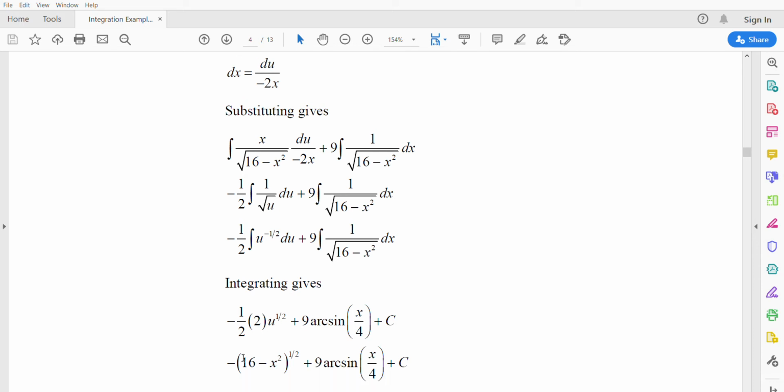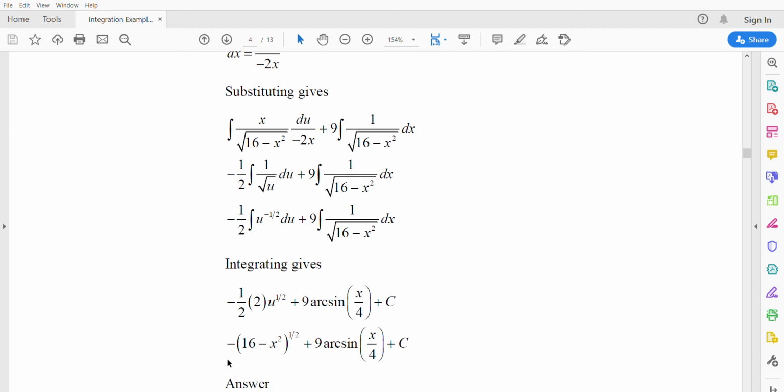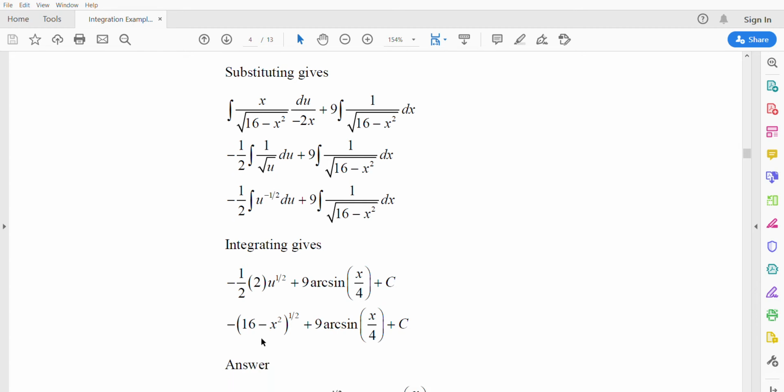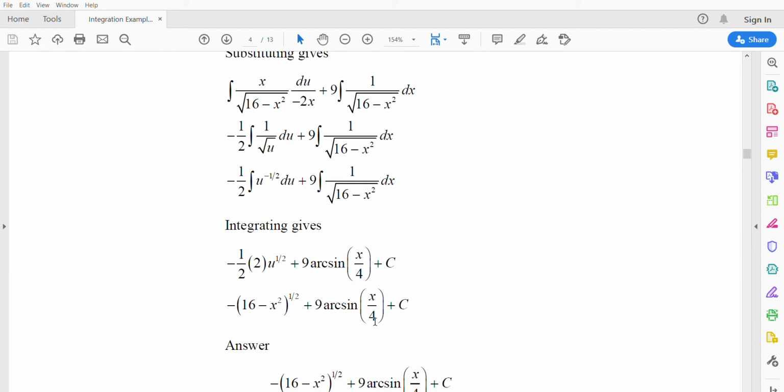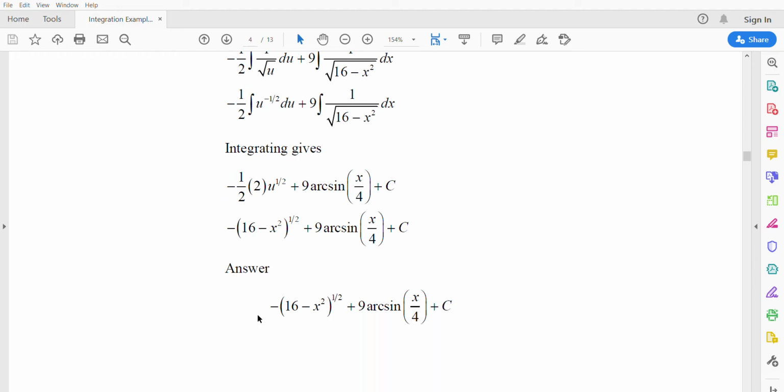Replacing my u with 16 minus x squared, and the 1/2 and the 2 reduce. So I've got negative 16 minus x squared to the 1/2 exponent, plus 9 times the arc sine of x over 4, plus a constant. So that gives me my answer: negative the square root of 16 minus x squared, plus 9 times the arc sine of x over 4, plus a constant.